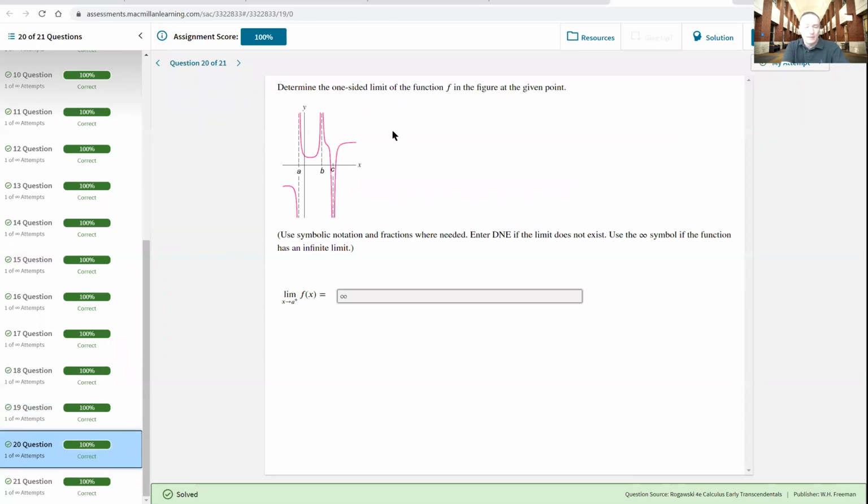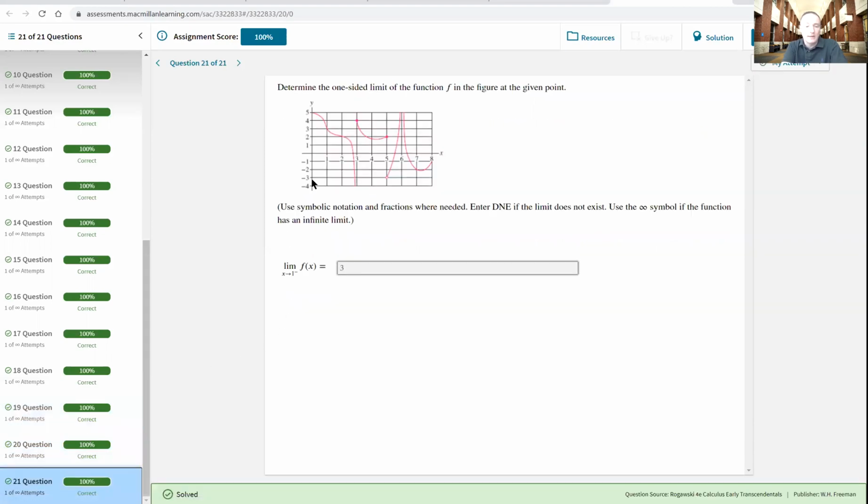When I'm looking at this one, it says determine the one-sided limit of the function f in the figure at the given point. So I'm supposed to find in my problem the limit as x approaches a from the right. So I say, well, all right, I go up to my function. Here's a. As I approach a from the right, clearly that y value is going up to positive infinity. Anytime you approach an asymptote, the y value has to go to positive or negative infinity. And in this case, when you're approaching a from the right-hand side, you're going to positive infinity. So no question about that one.